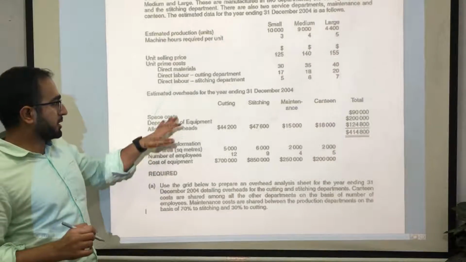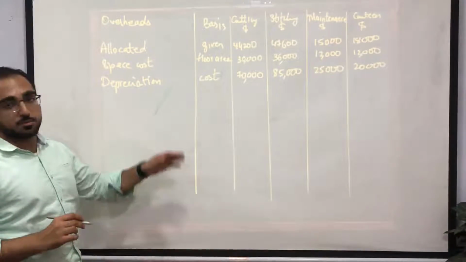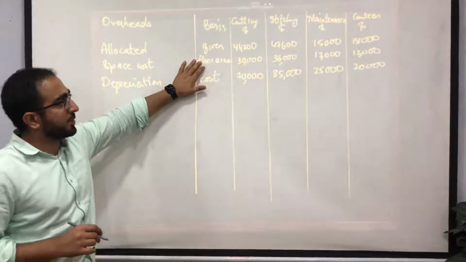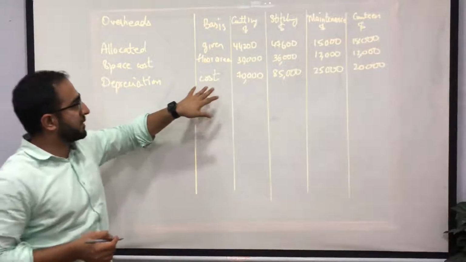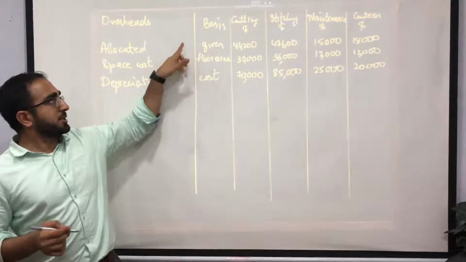Okay, so for space cost, depreciation, and allocated overheads, I have put them down. Allocated was already given to you. Then space cost based on the floor area, as we just discussed, I have it for these four. Then depreciation based on the cost, I have these four. Now I'm done with the allocation and apportionment.